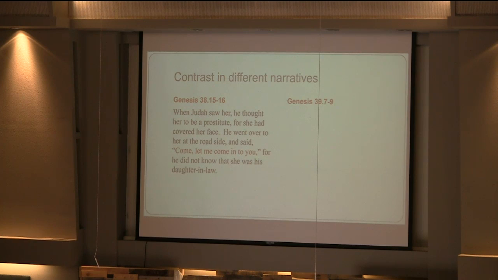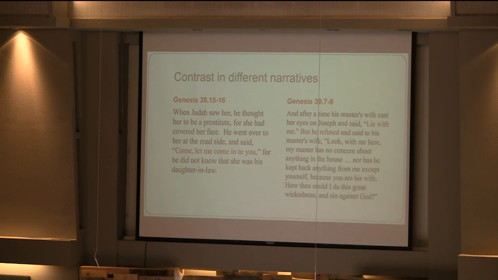That's Genesis 38. The next episode in Genesis 39 concerns Joseph and Potiphar's wife. After a time, his master's wife cast her eyes on Joseph and said, "Lie with me." She's fairly direct. But he refused and said to his master's wife, "Look, with me here, my master has no concern about anything in the house, nor has he kept back anything from me except yourself, because you are his wife. How then could I do this great wickedness and sin against God?"